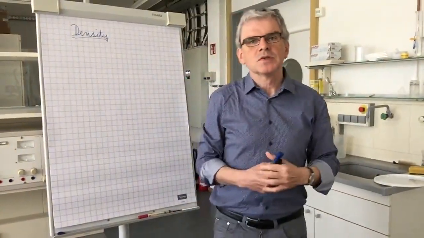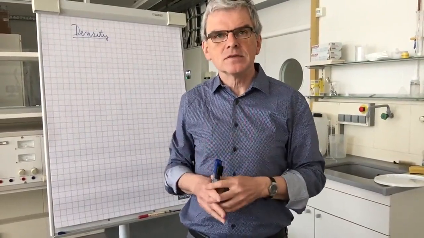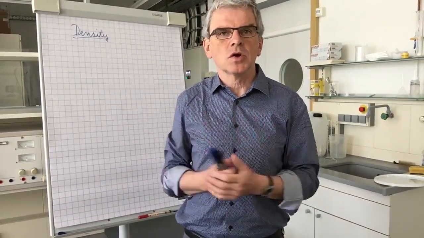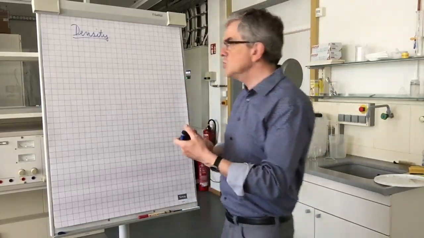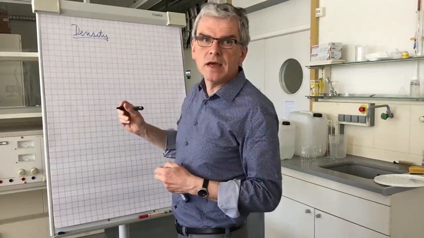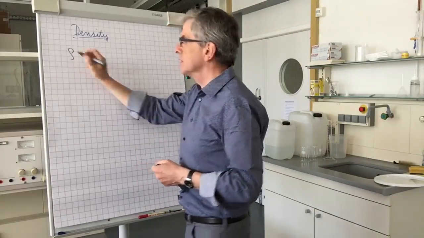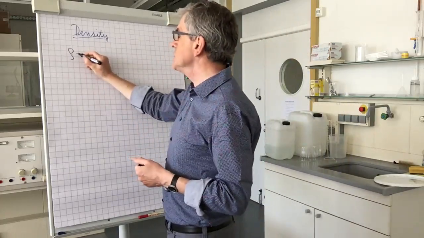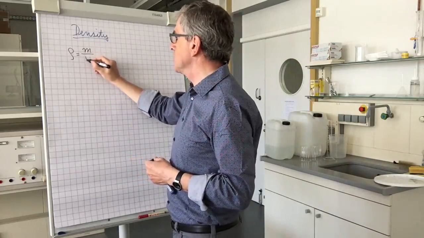So, welcome to the next exercise, or the next practical class about density measurement. And first of all, I want to talk about what is density. The density is usually in physics indicated by the Greek letter rho, which stands for an R in Greek. And the density is defined as the mass of an object divided by its volume.